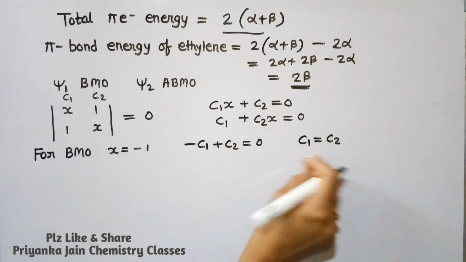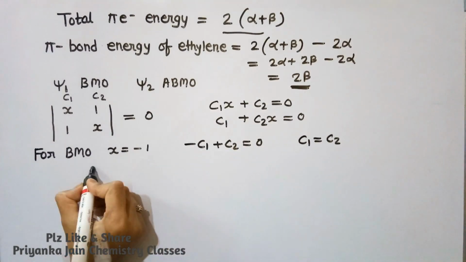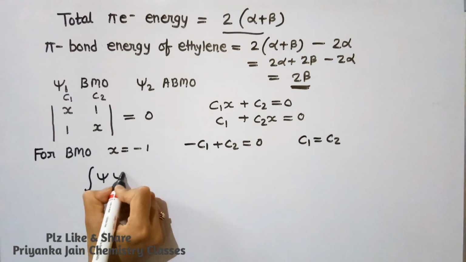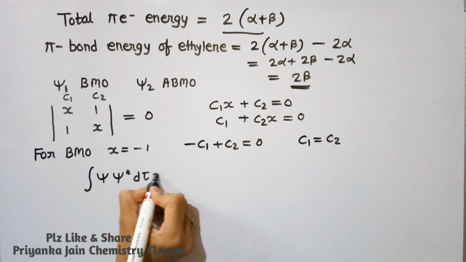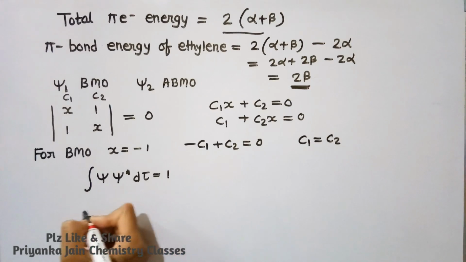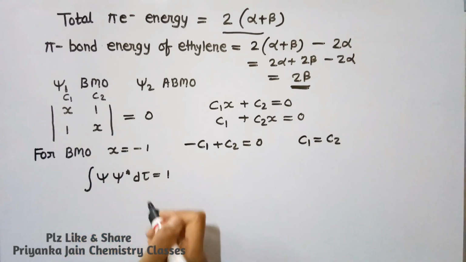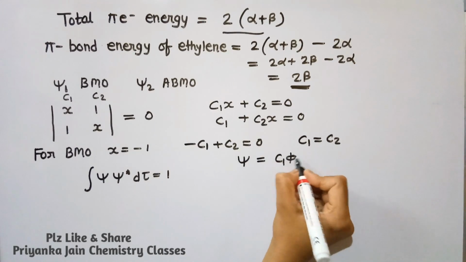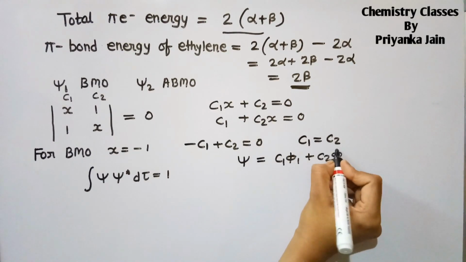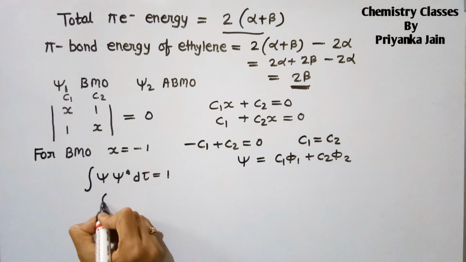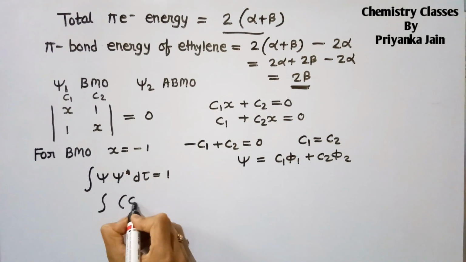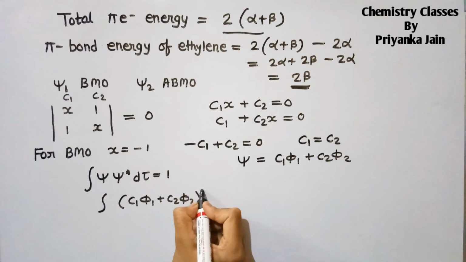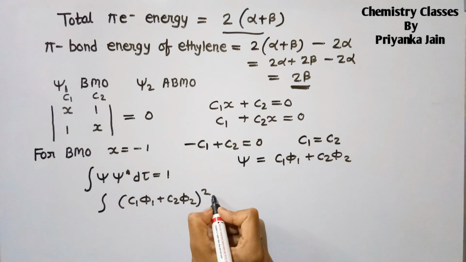Okay, so this is the value of the coefficient, c1 is equal to c2. We have to apply here the normalization condition. It means integration of psi star psi d tau will be equal to 1. Okay, so when we are putting here the values, we know that psi is a linear combination of c1 phi1 plus c2 phi2. We can put this value here. So what are we getting? We are getting integration of c1 phi1 plus c2 phi2 whole square. Both the terms are same, so we can write down here the square.